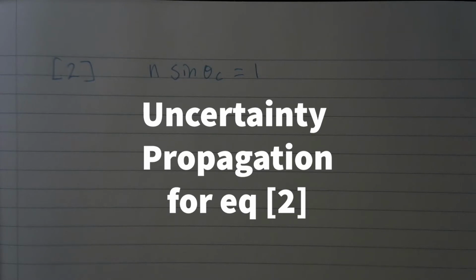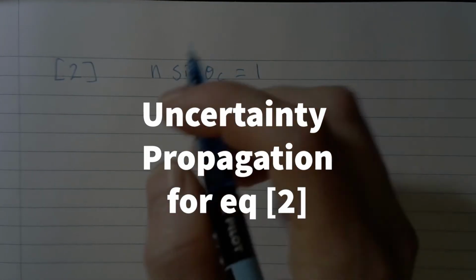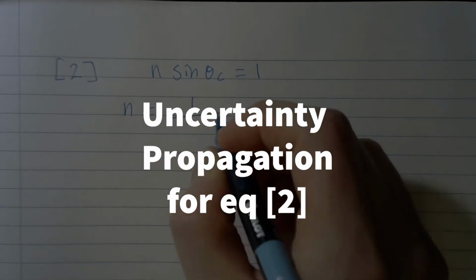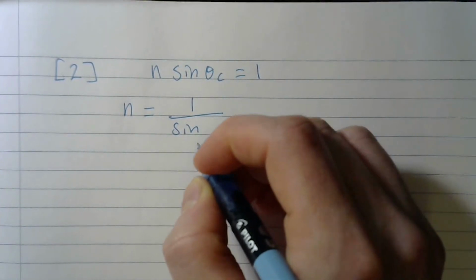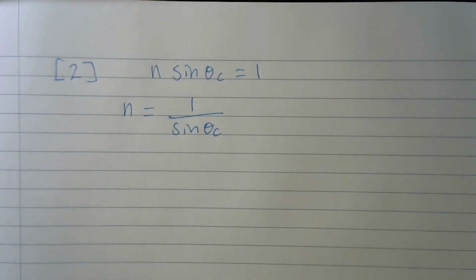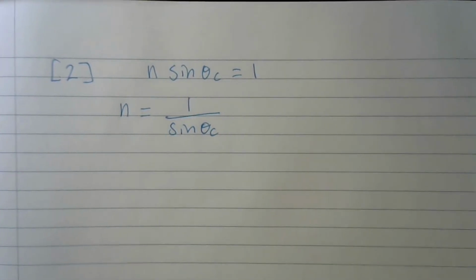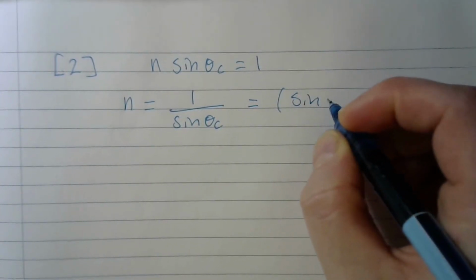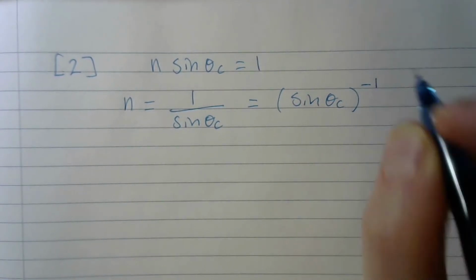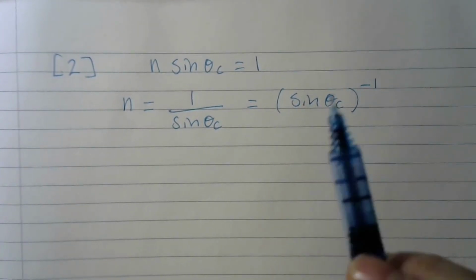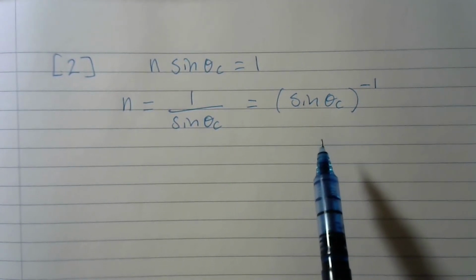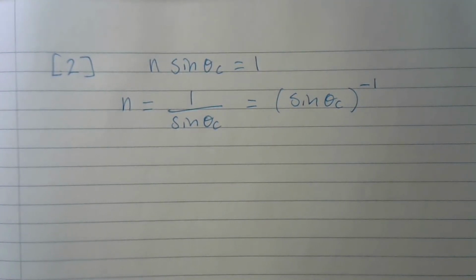So we have equation number 2 here, and if I rearrange this equation to solve for n, I have n is equal to 1 divided by sine theta c, where that is the critical angle. And I could also write this as sine theta c to the power of -1. Again, this is 1 divided by sine, not the inverse sine function. They're two very different things.